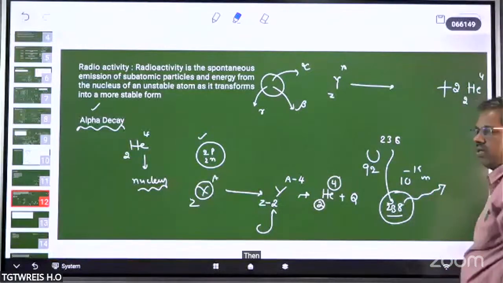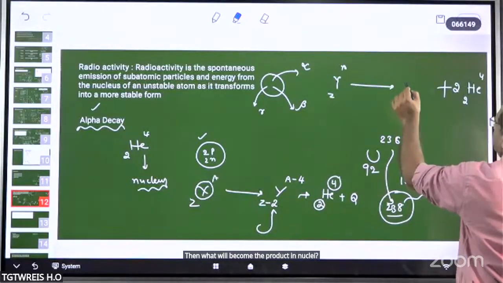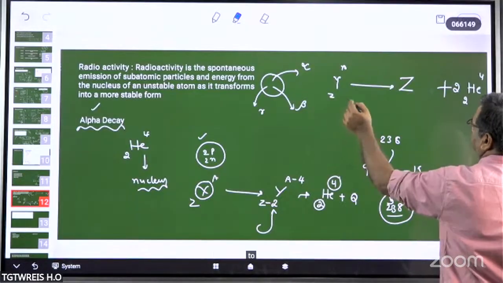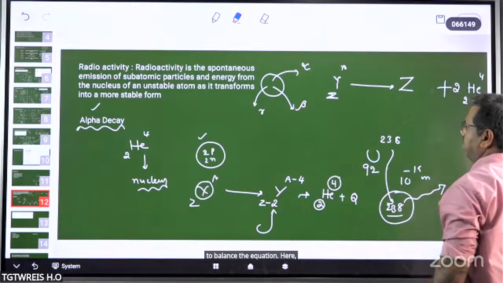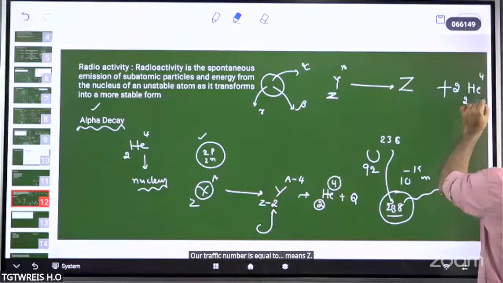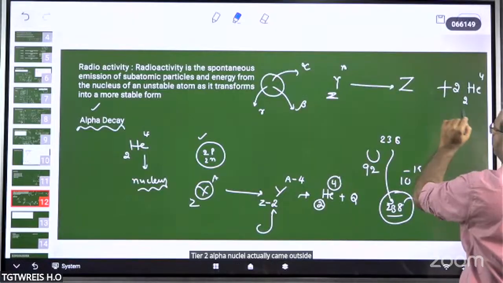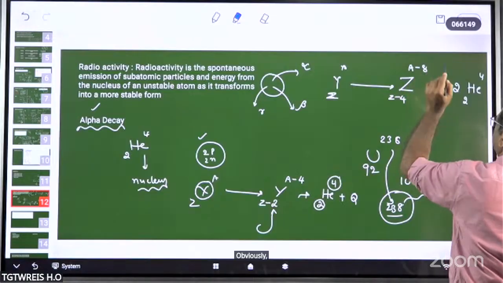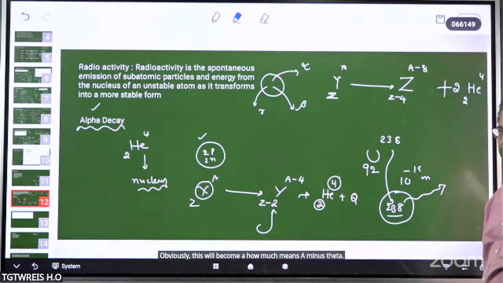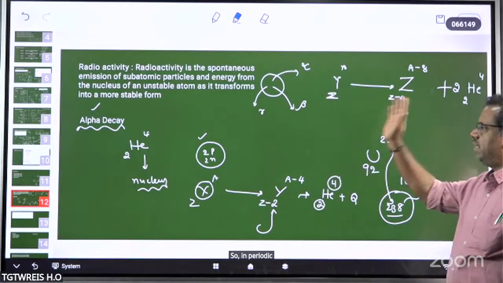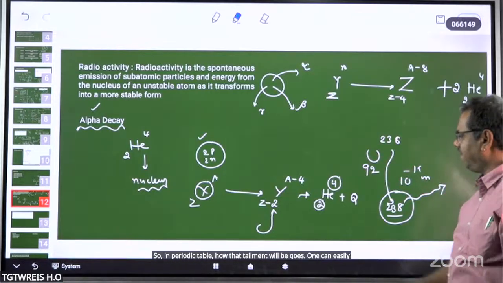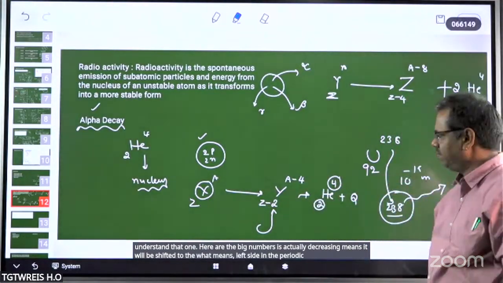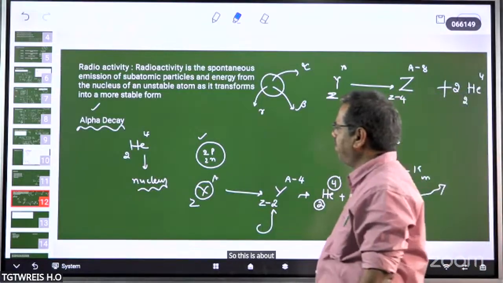Then what will become the product nuclei? Simple. The new nuclei are going to balance the equation. Here the atomic number is Z. Here two alpha nuclei actually came outside, 2 into 2, that is equal to 4. This will become Z minus 4. Obviously this will become A minus 8. So in the periodic table, how that element will go, one can easily understand. Here the atomic number is decreasing, meaning it will be shifted to the left side in the periodic table itself. So this is about alpha decay.